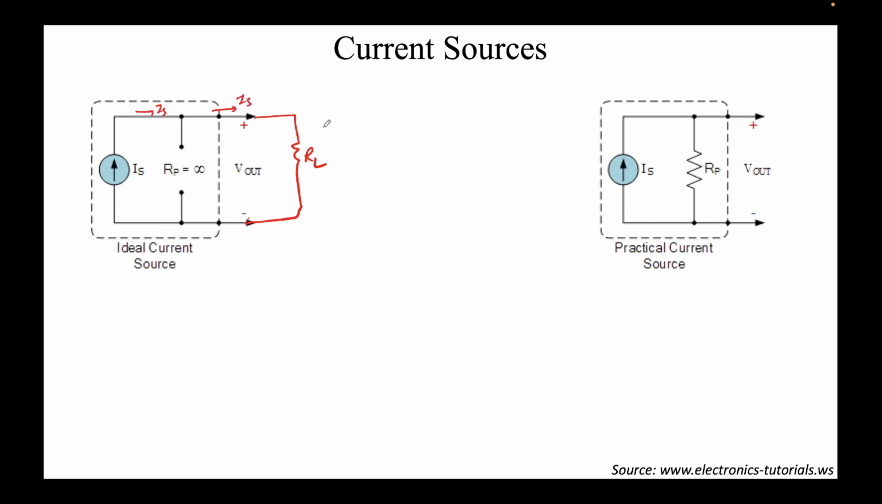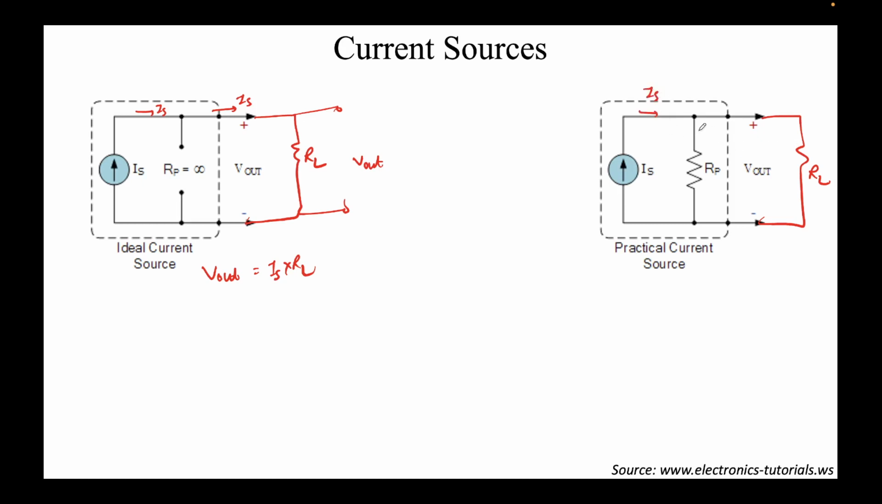So if I measure the voltage here, V out would be I_S times RL, where RL is a constant load resistor. And let's try to apply a load resistance of the same value over here. Let's see what the output voltage is in this case. Again I_S is being supplied over here.